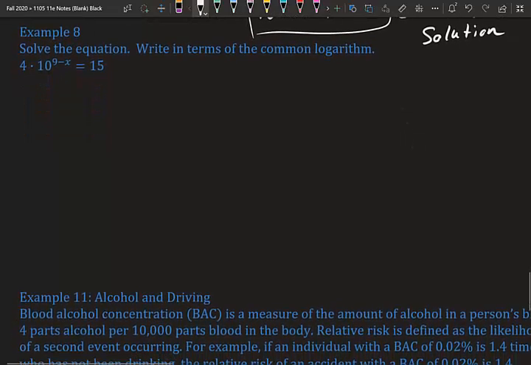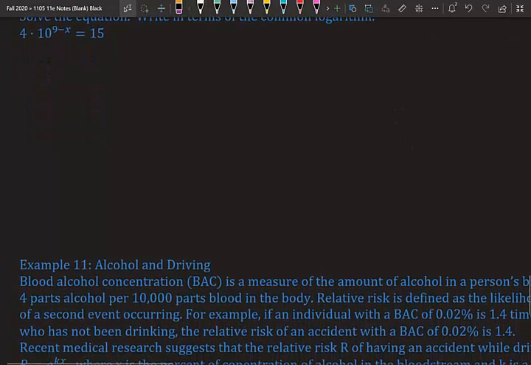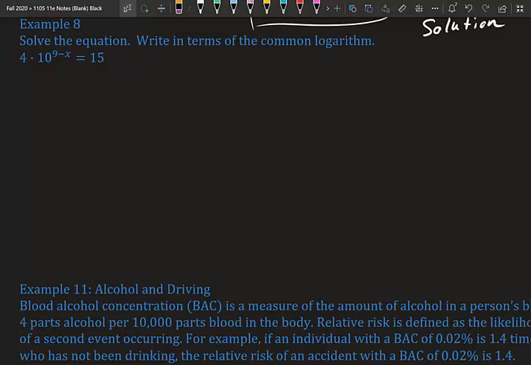All right, let's solve the equation in terms of the common logarithm. Don't worry about what that means, let's just solve it. First things first, I want to see if I can solve this as is. We have 4 times 10 to the power of 9 minus x equals 15. Why'd they write it this way? Why not just have it be 40? Because it's very different. That's 10 to the power of 9 minus x, and whatever that is, we multiply by 4. So 40 to the power of 9 minus x is very different.